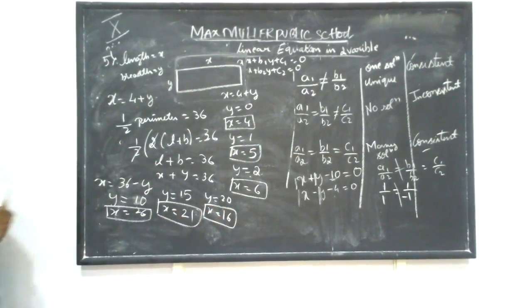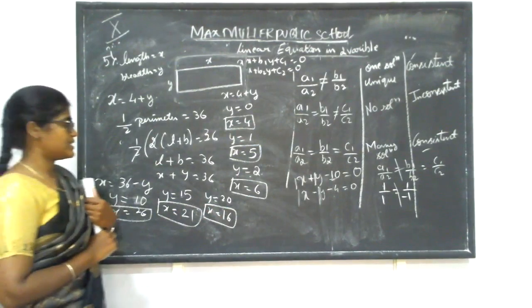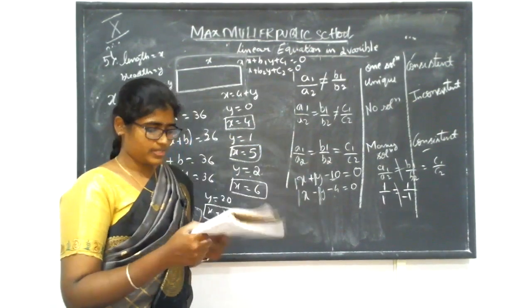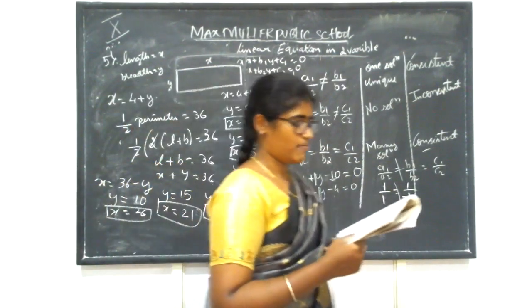So these are the equations. Draw the graph and find the solution. Find the value of x and y. Here I cannot draw, children. So draw it and see what solution you will get. You will get your x and y value.